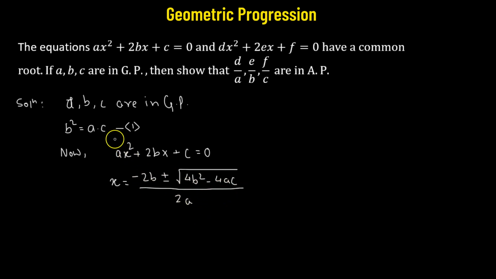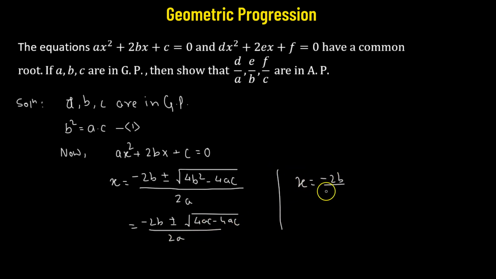Now we know that b squared is equal to ac as given in equation number 1. So here we will replace the value of b squared with ac. We get negative 2b plus or minus the square root of 4ac minus 4ac, whole divided by 2a. So this gives us the value of x. So x will be equal to negative 2b divided by 2a, or simply x is equal to negative b over a. So we have found one root.